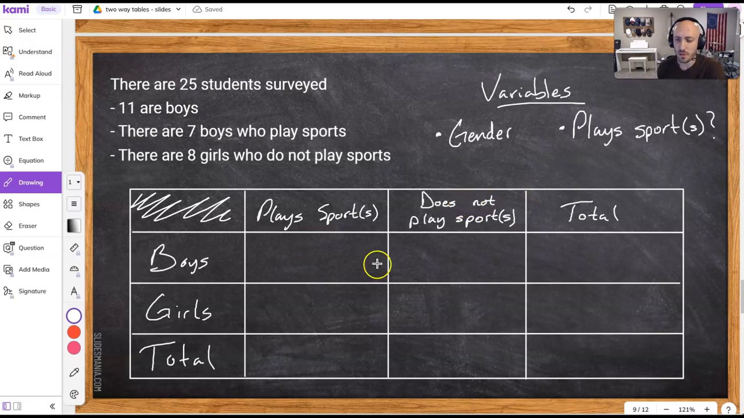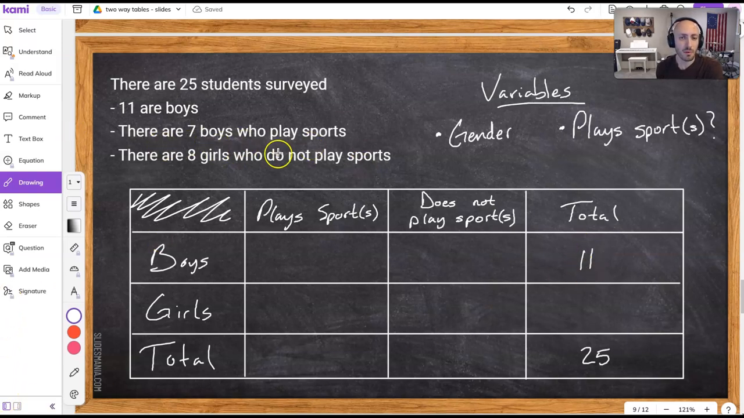Okay, so let's start by filling in what we know and then use that information to fill in the missing cells here. So there are 25 students surveyed. So that is the total of the totals. Where the total column and the row intersect, that number is 25. The entire sample size is 25. There are 11 boys sampled. So that is the total of the boys. Where boys and total intersect, we can write 11.